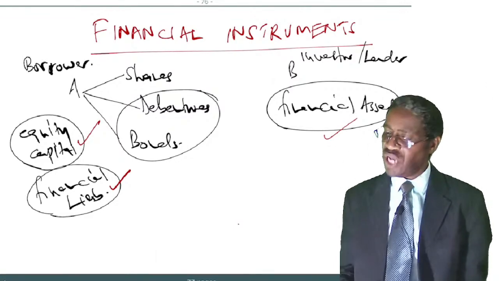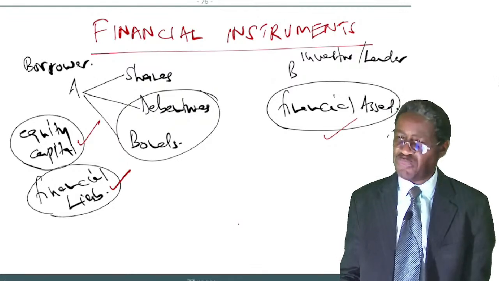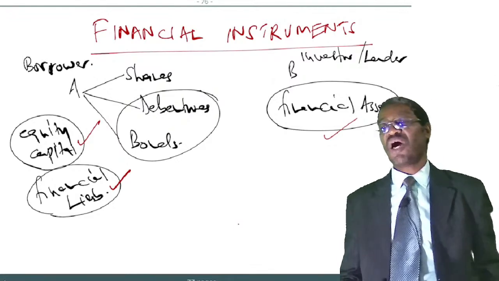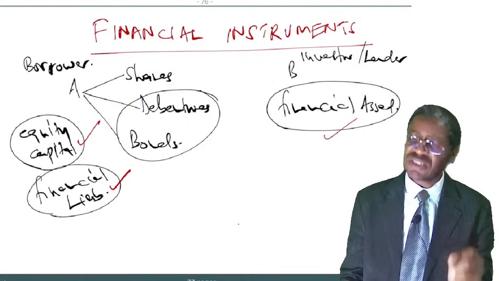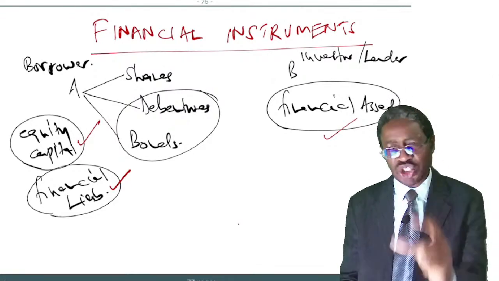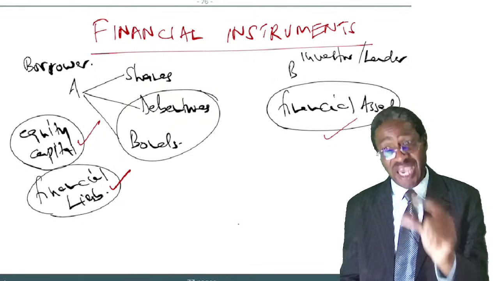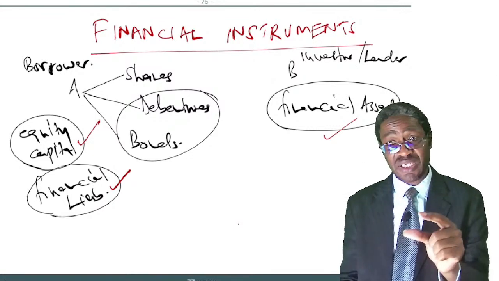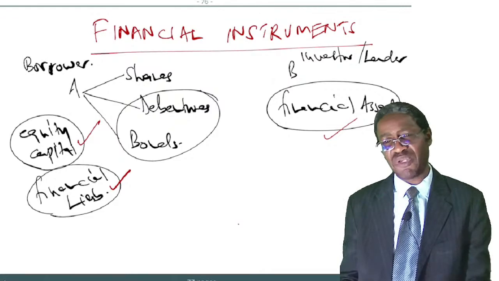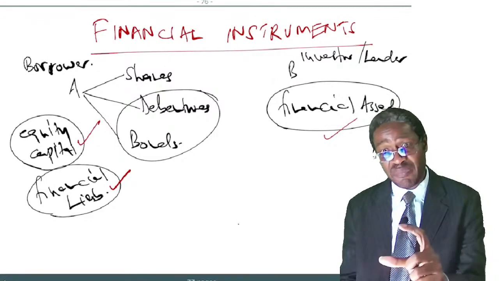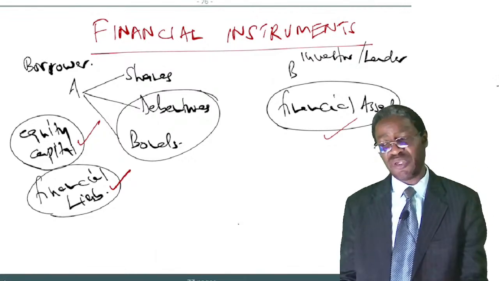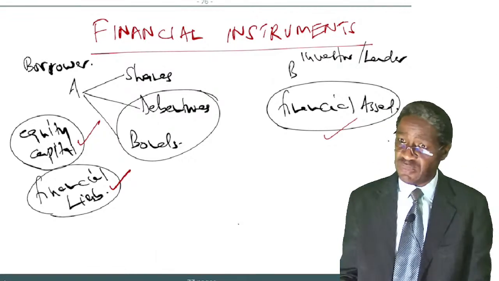A financial instrument is a contract that leads to a financial asset to one party and a financial liability or equity capital to another party.